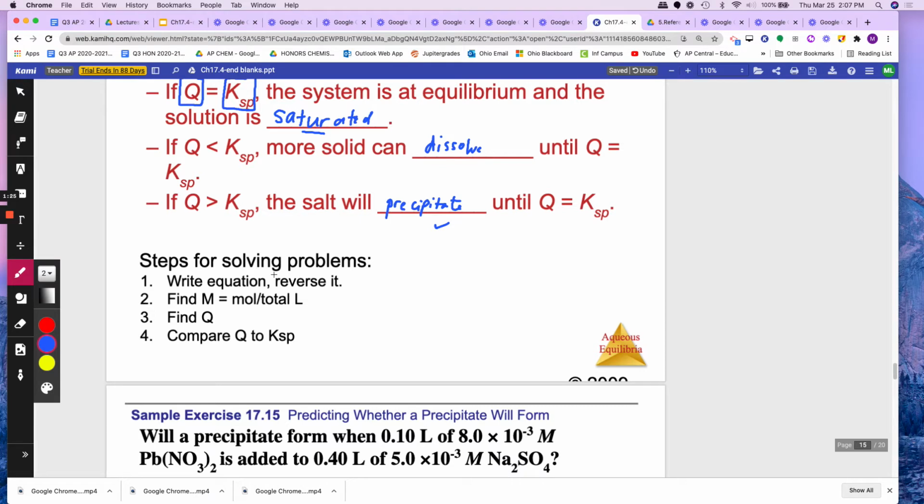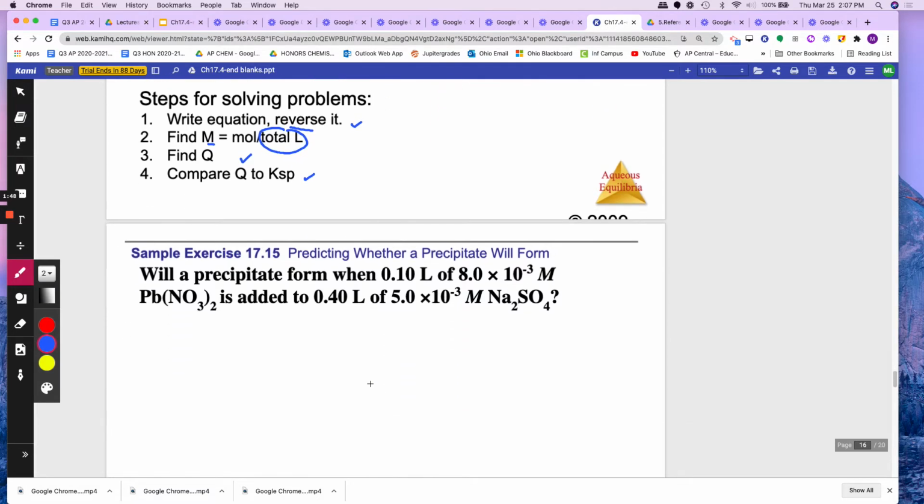When you're solving the problems, here are some steps. They're going to give you the number of ions in there. I'm going to ask you to reverse the equation. I'll show you what that means. I'm going to ask you to find molarity, and I'm going to ask you to add the total volume. To get molarity, you're going to find Q and then compare that Q to KSP. So let me show you what I mean.